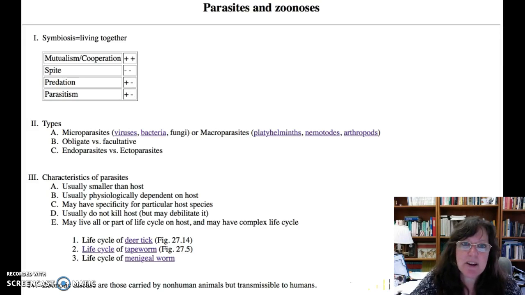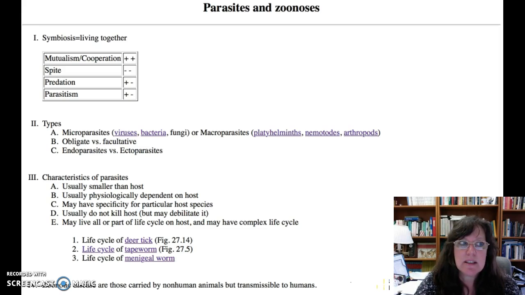Hi everybody, today we're going to be talking about parasites and zoonoses. Anytime you talk about two individuals interacting with each other, you can classify that in various ways. One of the ways that you can classify interactions is based on who benefits.